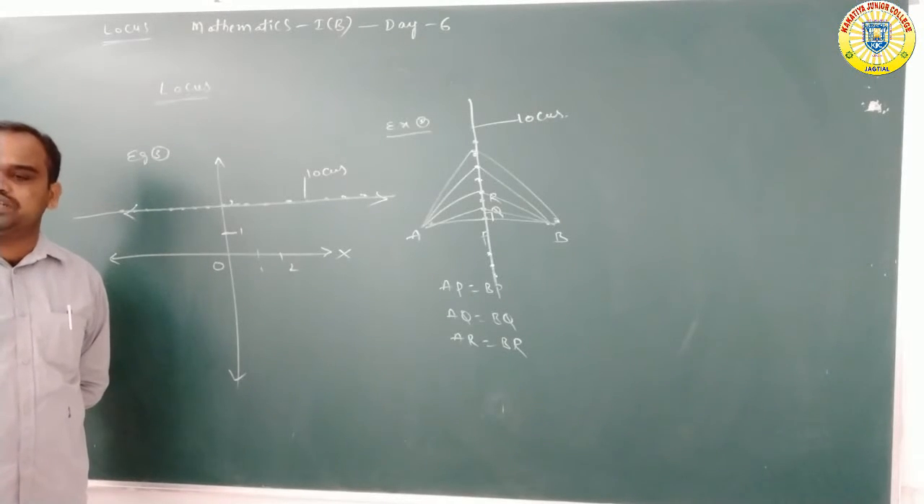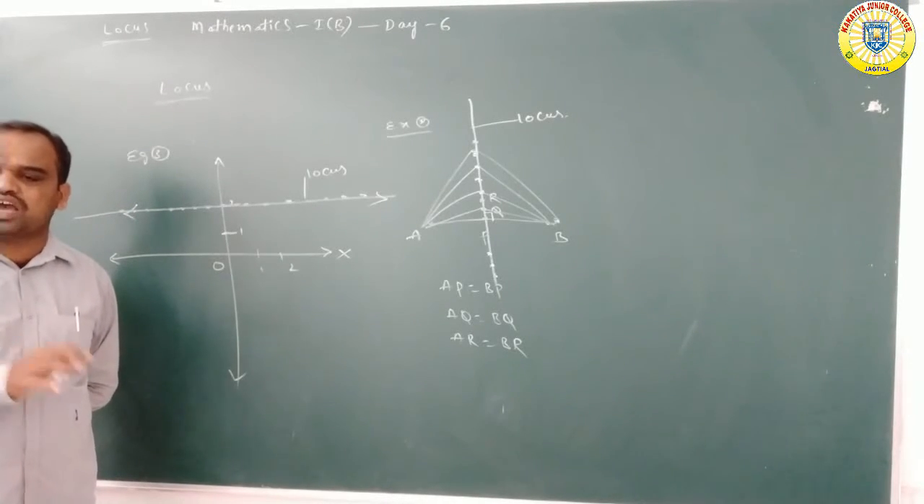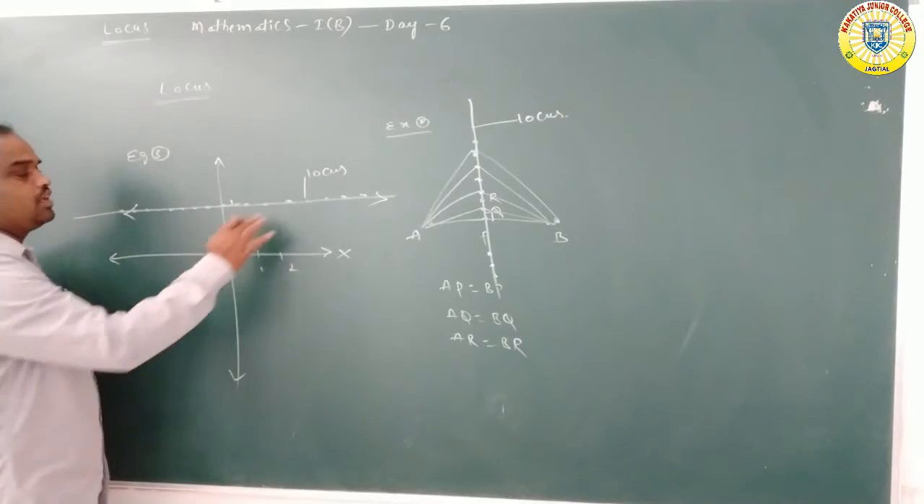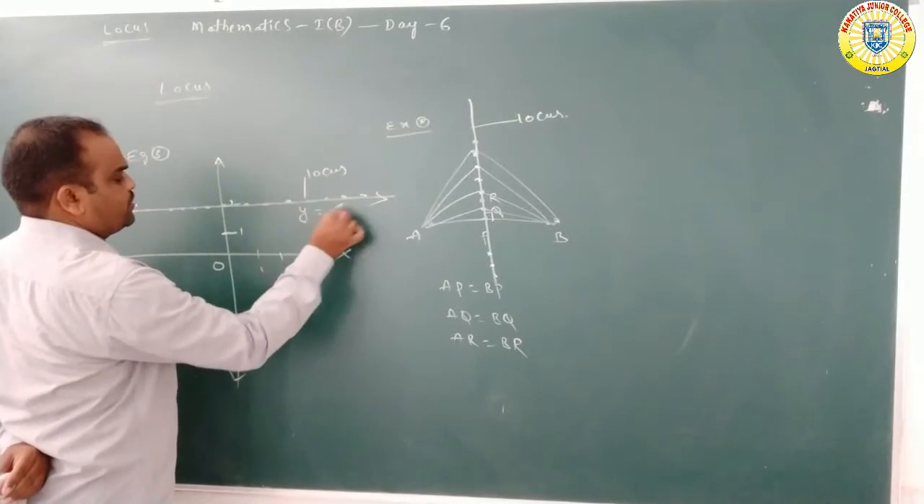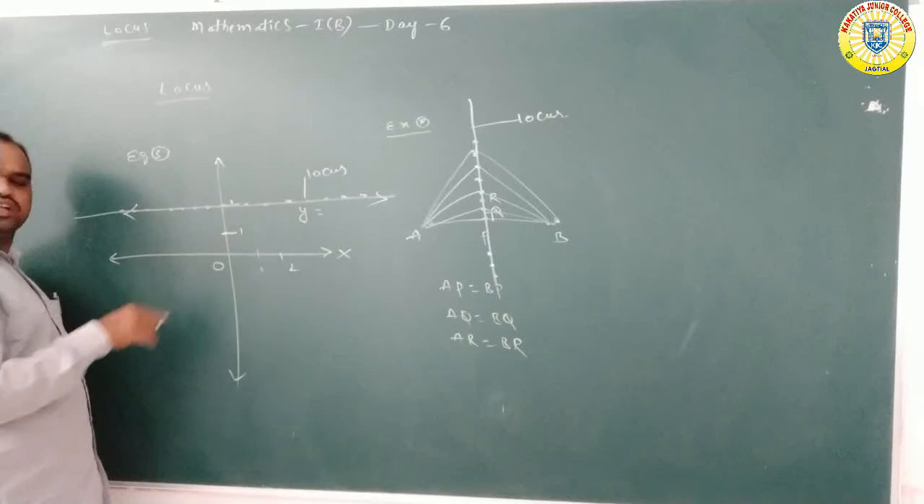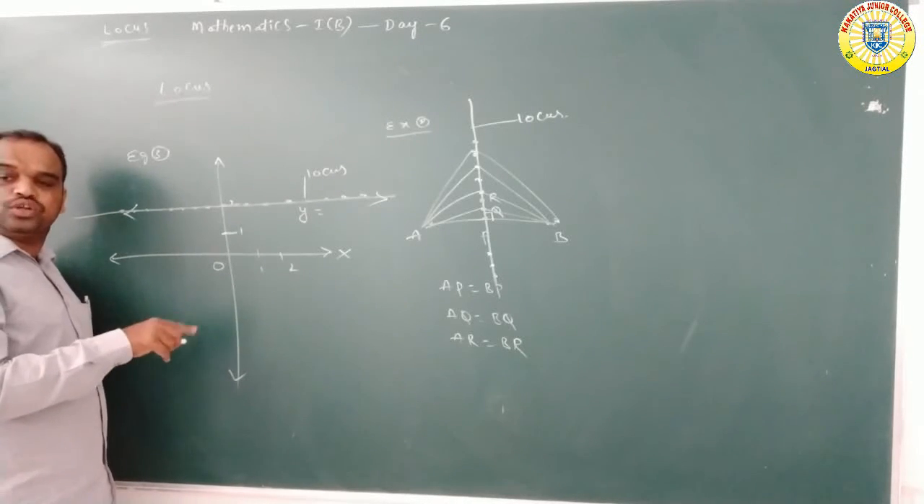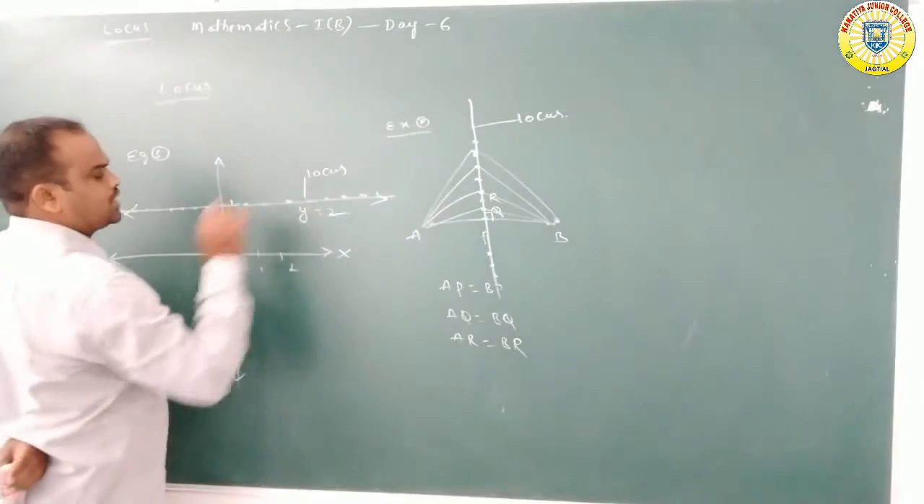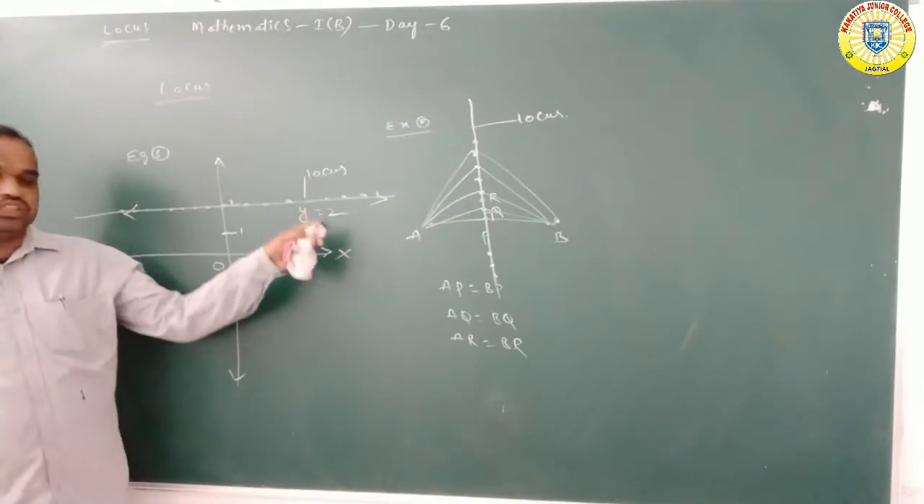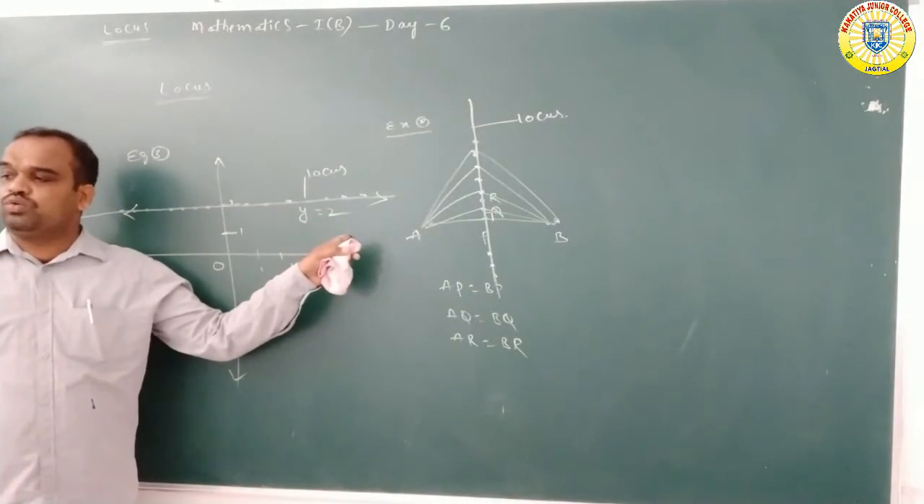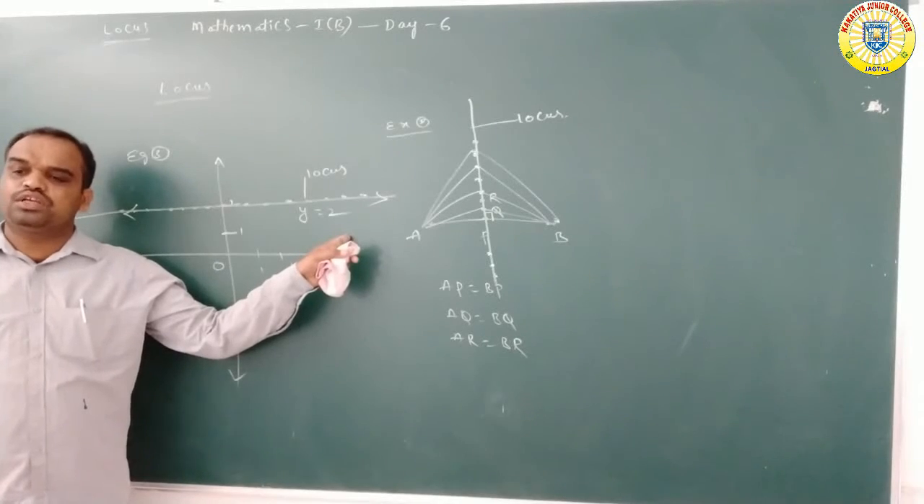Every locus can be described or represented by its algebraic equation. See here, this is the equation of which one? This line is parallel to the x-axis. The equation of the x-axis is nothing but y equal to 0. But this line is at a distance of 2 units. That's why this locus is y equal to 2, or y minus 2 is equal to 0.